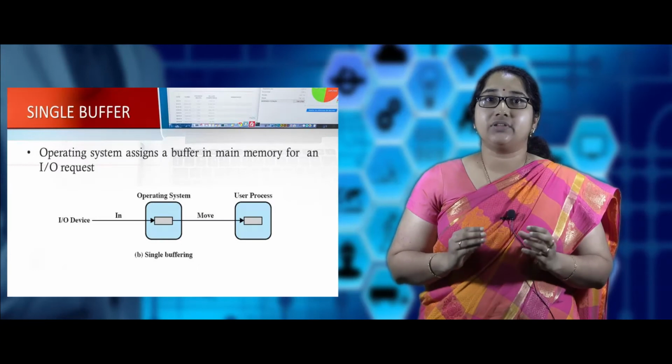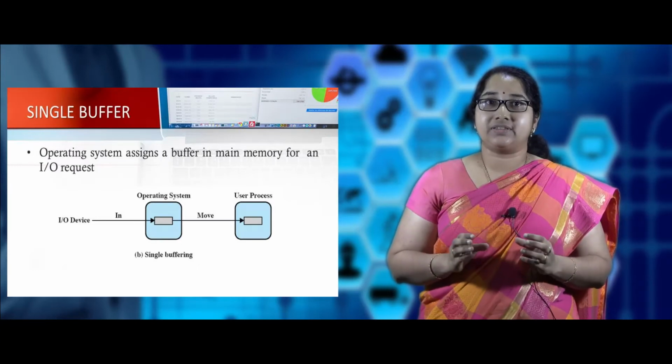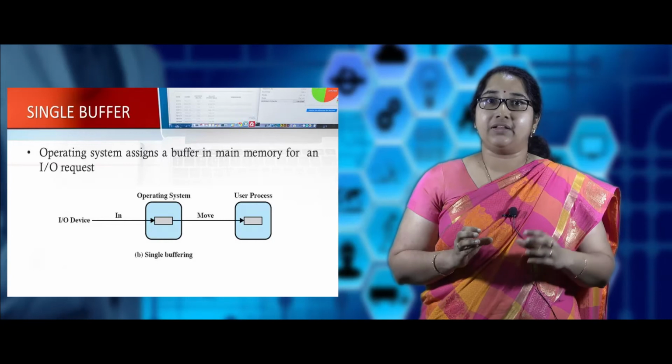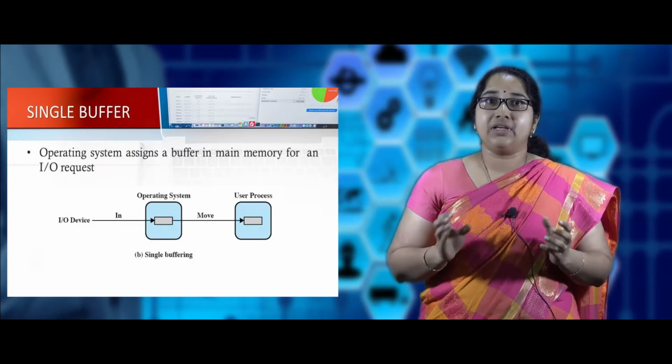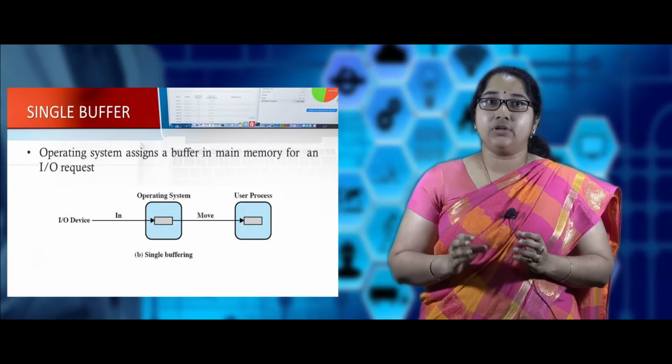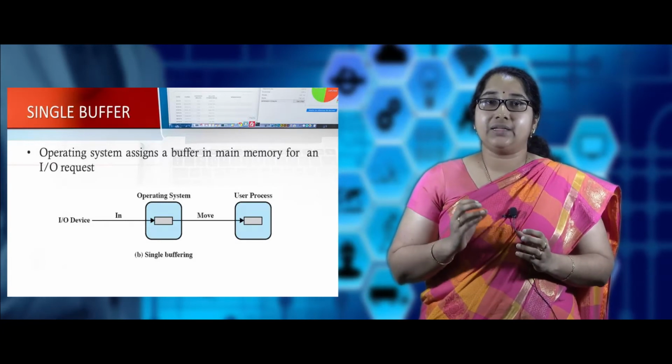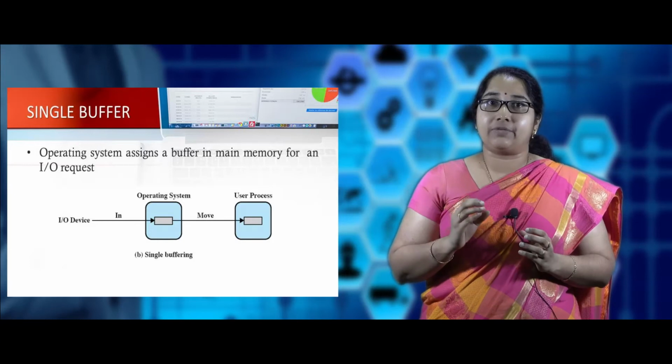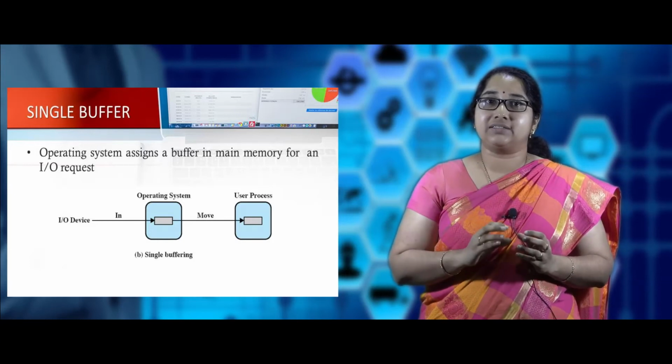Secondly, let us discuss about single buffer. Single buffer is present in the main memory in between the operating system and the IO module. In such cases, whenever the operating system has to access the IO module, then it will be giving a buffer in the main memory, and then whenever the buffer is free, it will be able to access the main memory.